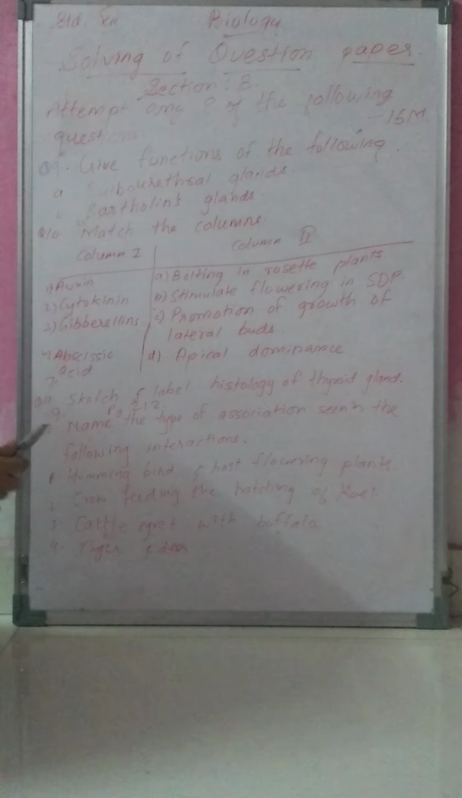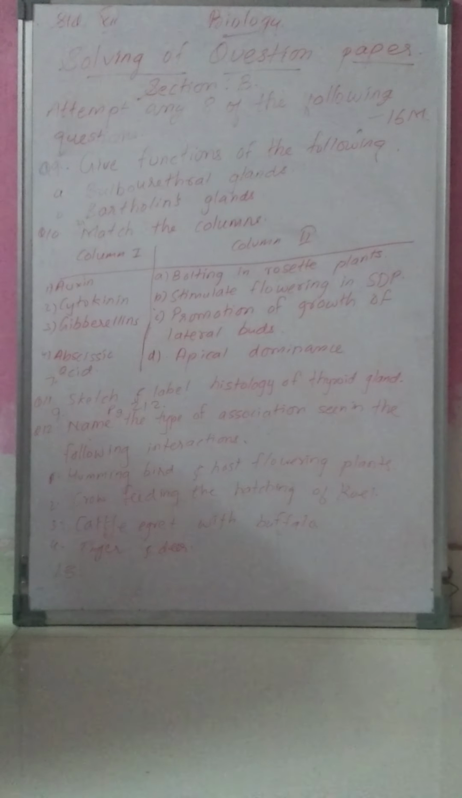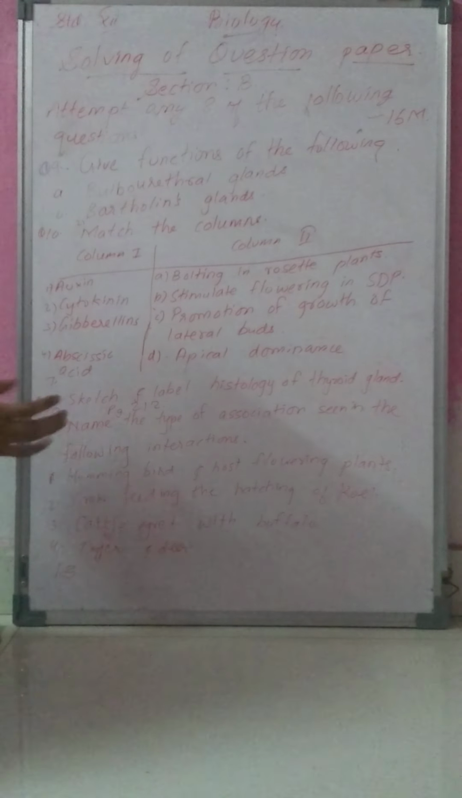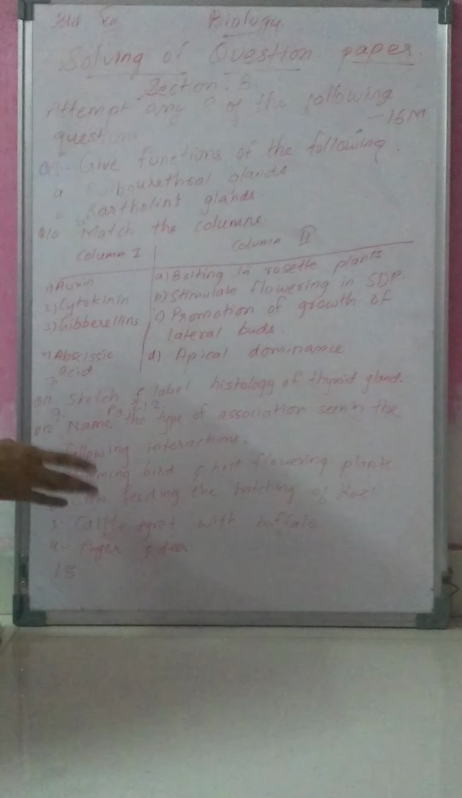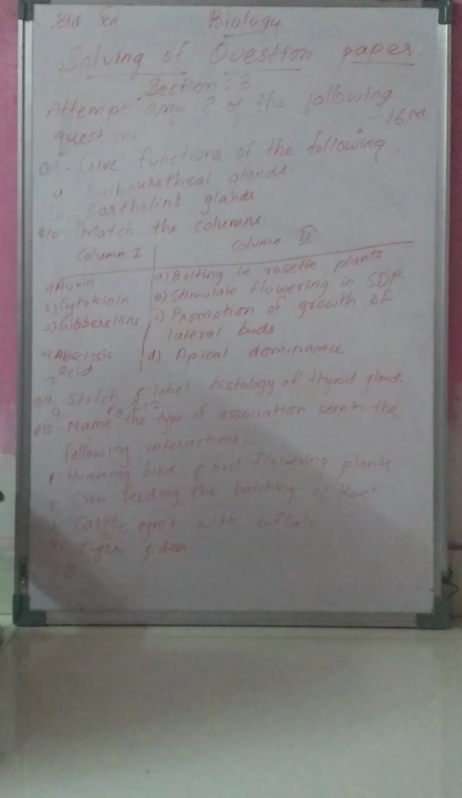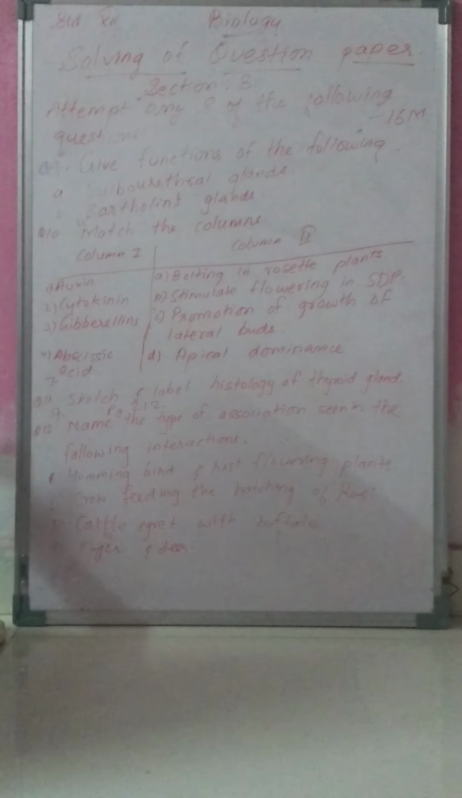Now this question number 12, you will find in chapter number 13, that is organisms and population. Direct answers are present. If you see the diagram of this question, the hummingbird and host flowering plant, crow feeding and hatching, you will get directly the answer. Okay, you will find the answer in the interaction part, that is question number 12, chapter number 13, organisms and population.